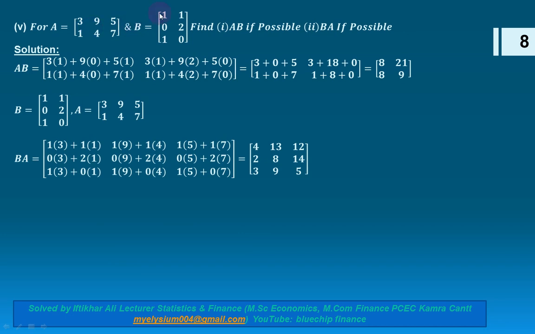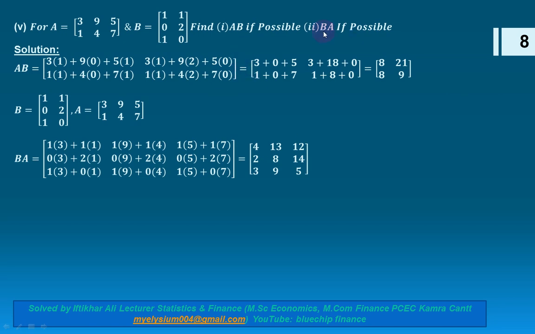So 3 multiplied by 1 plus 9 multiplied by 0 plus 5 multiplied by 1. Here it is given. After that 3 multiplied by 1 plus 9 multiplied by 2 plus 5 multiplied by 0. Here it is given. And similarly, we multiply second row with these two columns one by one. And after adding all the values, the result is 8, 21, 8 and 9. So multiplication of AB is possible.